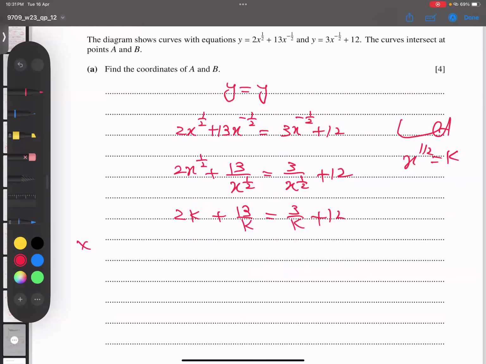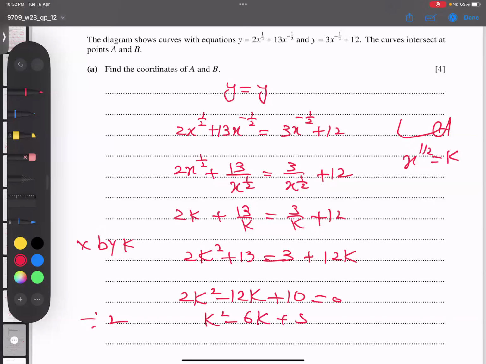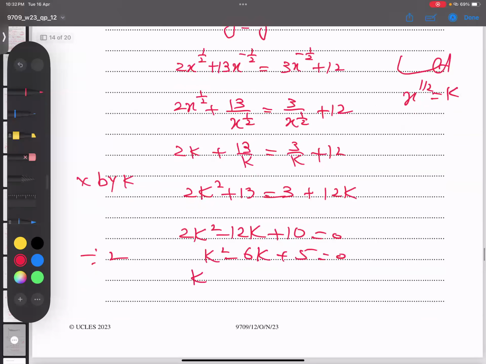So multiply the whole equation by k to get rid of the denominator. 2k squared, the k cancels out 13, 3, and 12k. Now bring all values to the left hand side. I get 2k squared minus 12k plus 10 equals 0. Dividing by 2, I get k squared minus 6k plus 5, and 5 times 1 is 5. I'm getting these two answers, k equals 5 and k equals 1. Apply the quadratic formula or factorization, no problem at all.